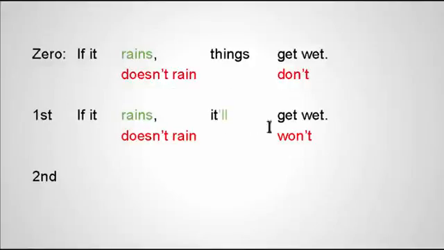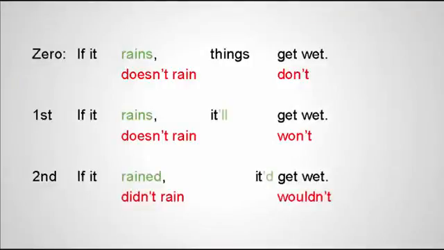If it rains, it'll get wet. If it doesn't rain, it won't get wet. But what about the second condition? Where's the second condition fall into this? It sounds like this. If it rained, it would get wet. Let's repeat. If it rained, it'd get wet.